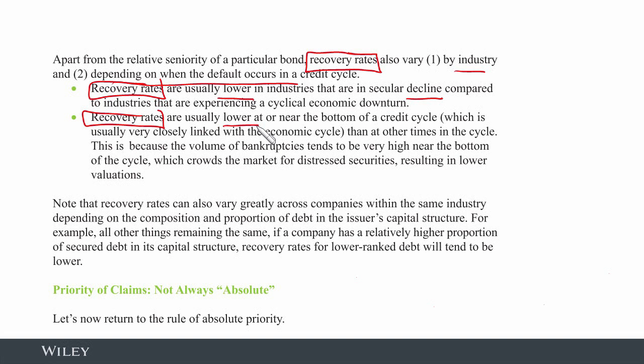In the event we hit bottom in the economy, so we're in a recession or a depression, the volume of bankruptcy is going to be very high, so there's going to be a lot of distressed securities. So the chances of you getting your money back decline depending upon the industry you're in and how sensitive it is to an economic downturn. If you're very sensitive to economic performance, say you sell luxury goods, your recovery rate is likely to be lower in that type of industry. And then there's where we are in the economic cycle. If we're in a recession, obviously you're going to collect a lot less money at that time.